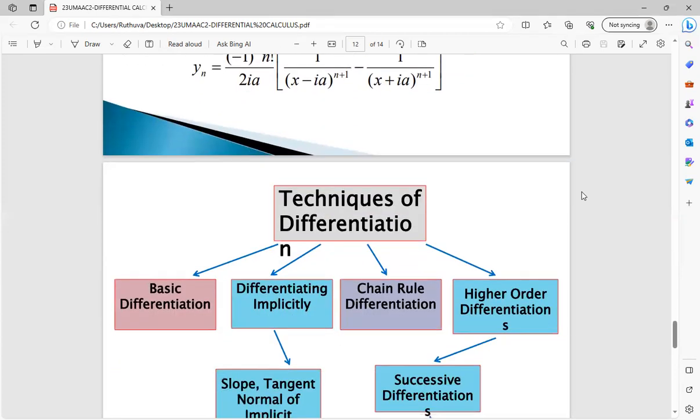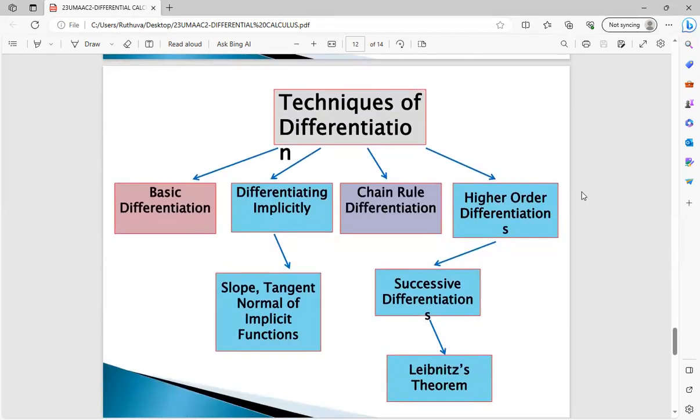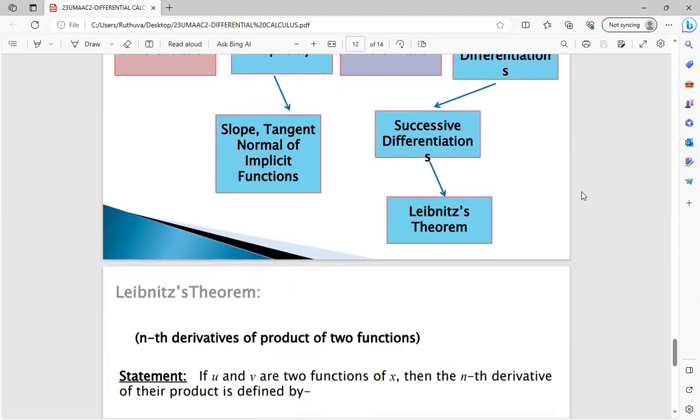Next slide. We are going to see techniques of differentiation. Till now we have seen basic differentiation, differentiating implicitly, slope, tangent and normal of implicit functions. Next we see the chain rule of differentiation, and finally higher order differentiation. In higher order differentiation, we already saw successive differentiation, and finally we see Leibniz theorem. This is Leibniz. Next slide.